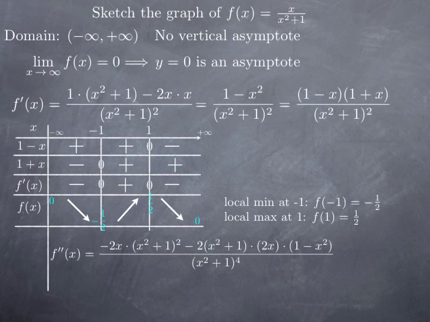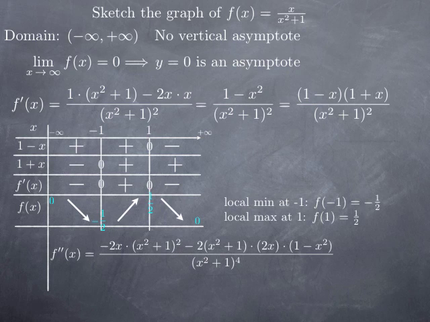To calculate the second derivative, I'm using again the quotient rule because I'm differentiating 1 minus x squared divided by x squared plus 1 squared. So I get derivative of the top, that is negative 2x, multiplied by the bottom unchanged, x squared plus 1 squared. Then I subtract the derivative of the bottom. The bottom is x squared plus 1 squared, so it's a square of a function. To differentiate it, I use the chain rule.